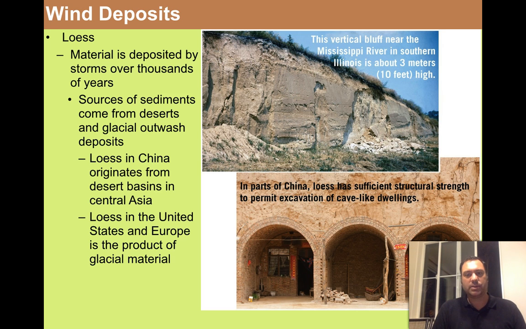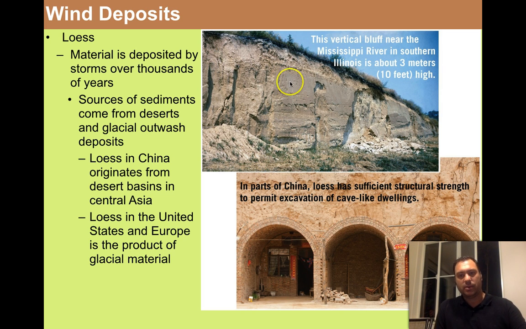All right, so let's talk about loess deposits. I believe I only have perhaps just the last slide and then we are done. So loess deposits are material that are basically deposited by storms over thousands of years, right? The wind comes along, it blows up a bunch of dust and it dumps it somewhere else. So sources of sediments come from deserts and glacial outwash deposits. Loess in China originates from desert basins in Central Asia, right? So, you know, what we find in one location might not be from where we expect it. So loess in the United States and Europe is the product of glacial material from way up north.